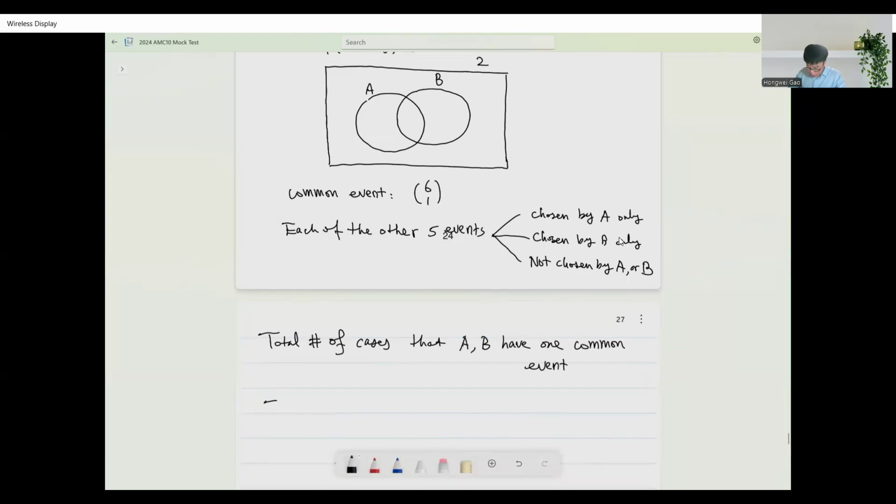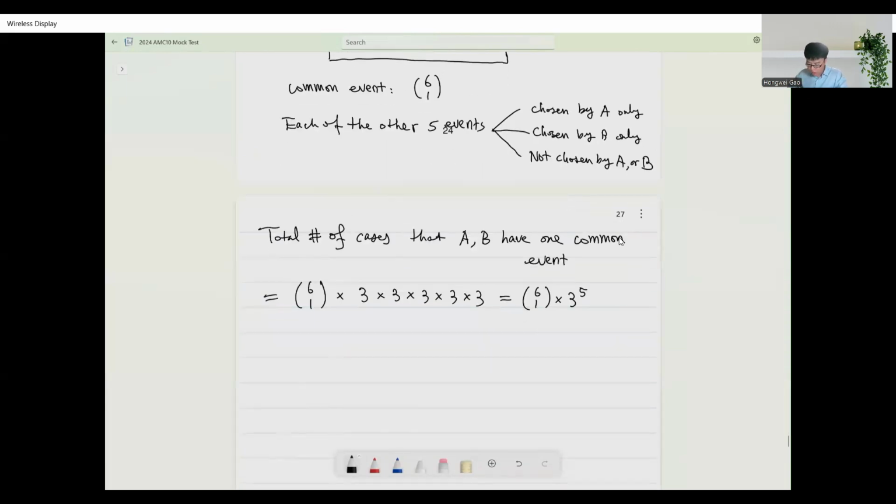This is equal to 6 choose 1 times 3 to the 5th. Because for the other 5 events, each event, there are 3 cases. 3 times 3 times 3 times 3 times 3. So the total number of cases is 6 choose 1 times 3 to the 5th. That's supposed to be the denominator of the fraction in the probability.